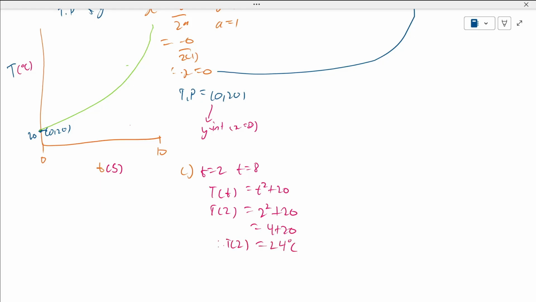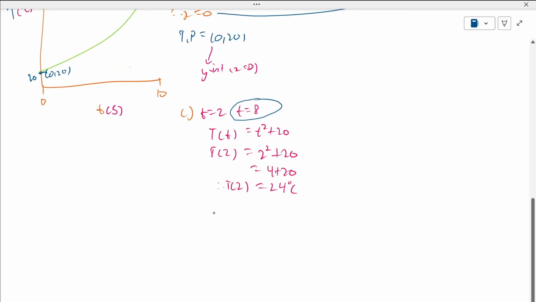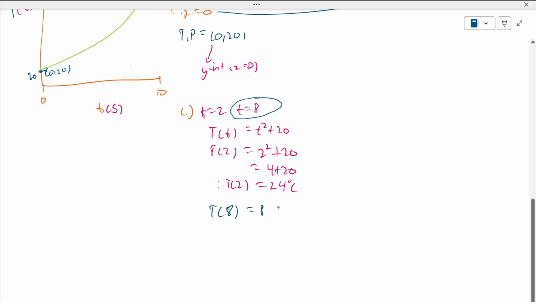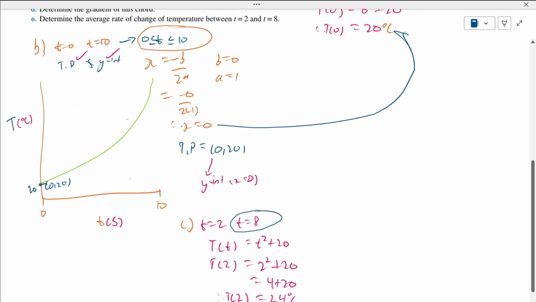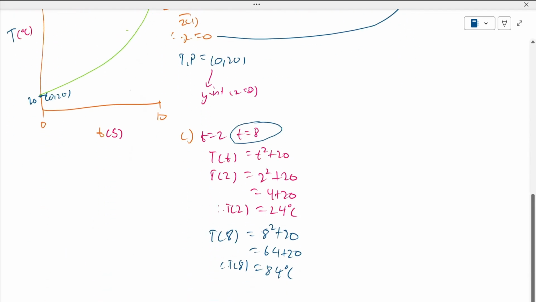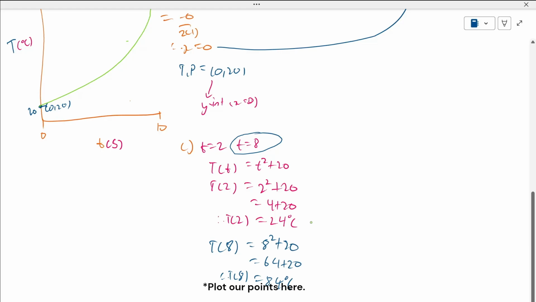Now let's calculate T of 8. That's T of 8 equals 8 squared plus 20, so 64 plus 20, which is therefore 84 degrees Celsius. Okay, great. Now we know our y values, so all we're going to do is plot these points. At t equals 2, it's 24 degrees Celsius, and at 8 seconds, it's 84 degrees Celsius with this function.